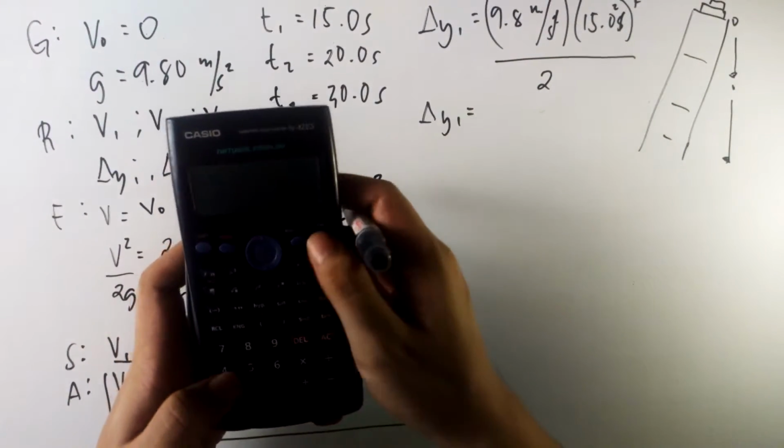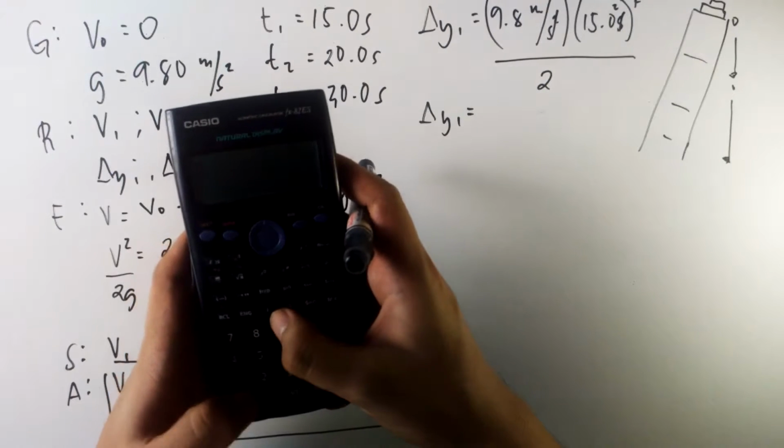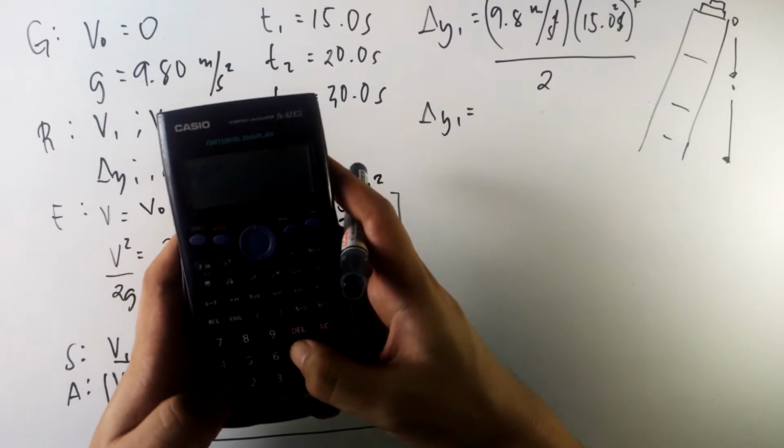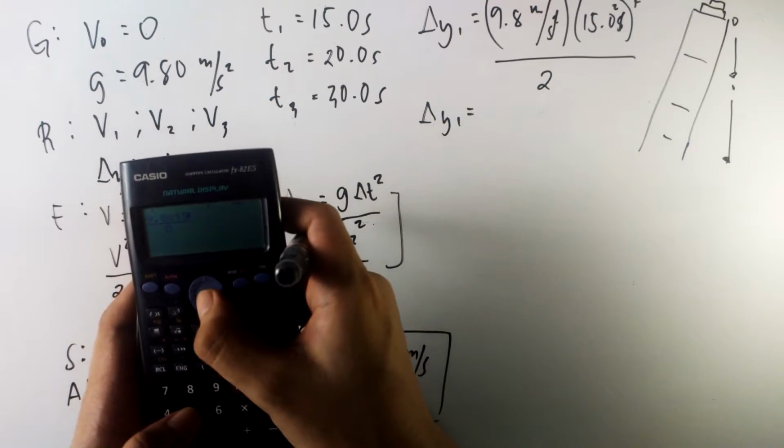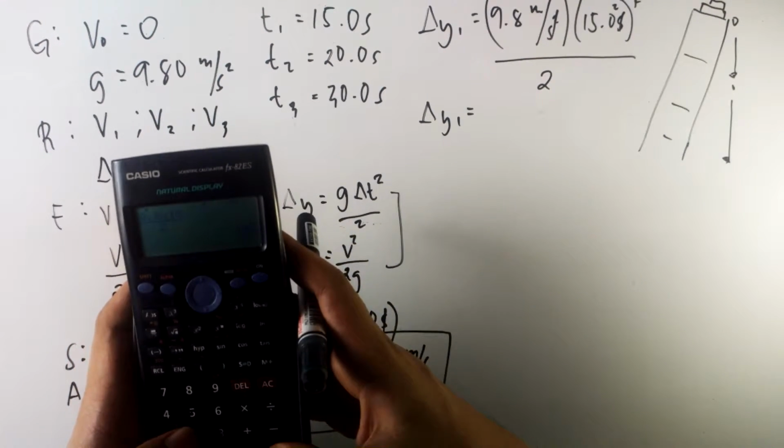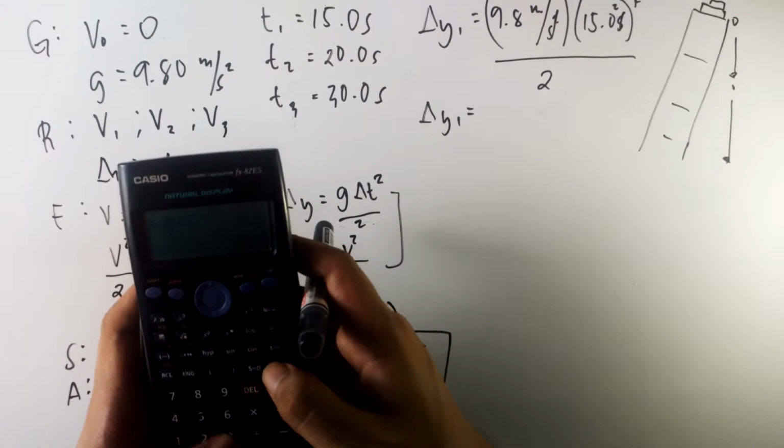So let's put that here. 9.8, let's make that a fraction. 9.8 times 15 squared. Can you see it? Here, 9.8 times 15 squared divided by 2. So that's 73.5.